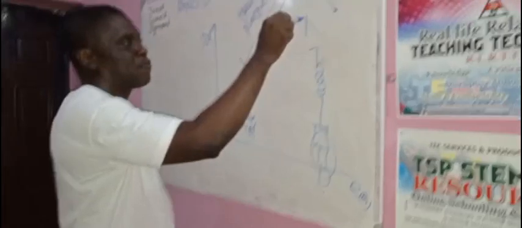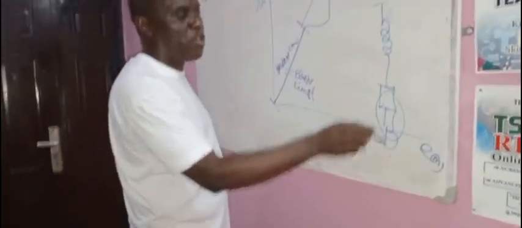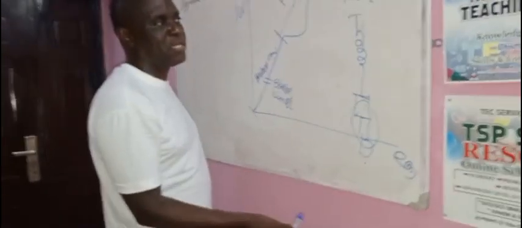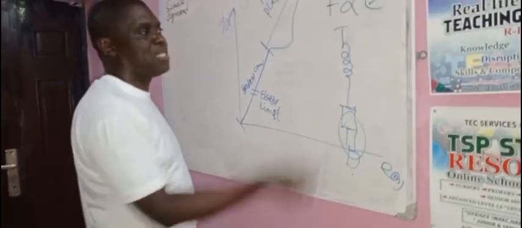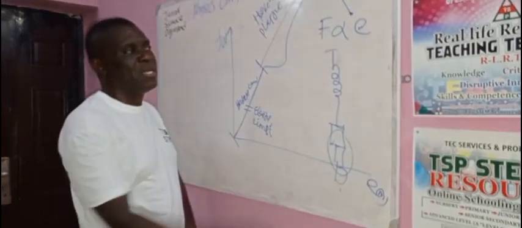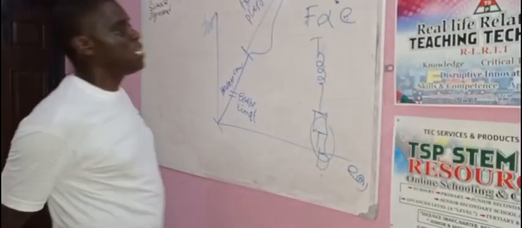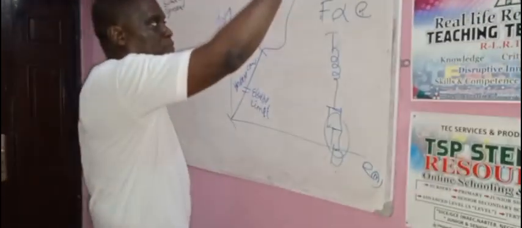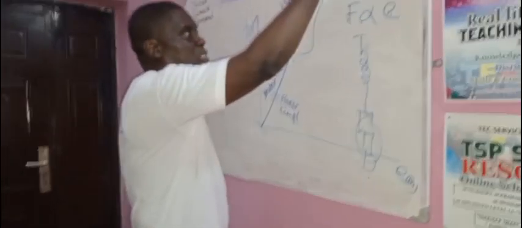Hooke's law says that force is directly proportional to extension. It means as you apply load or force, the material extends. As this increases, this increases. As this reduces, this also reduces. We say F is directly proportional to what? E. Now, at this point, we call it the yield point.